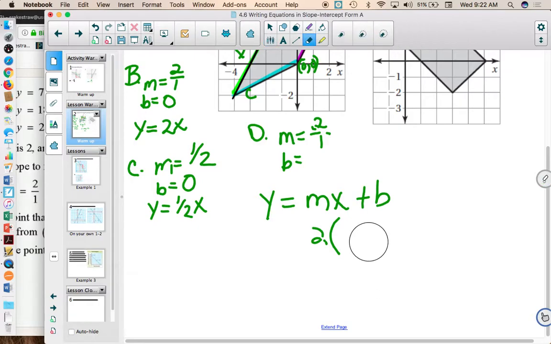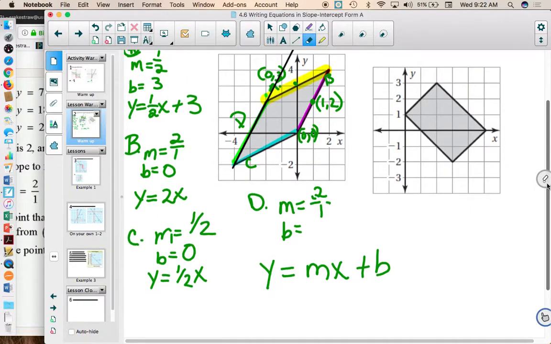My brain just went out again. You gotta see my picture again. We have parallel lines. We know that has to be a 2, and that will be checked.